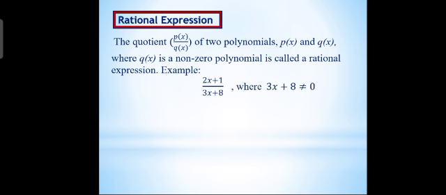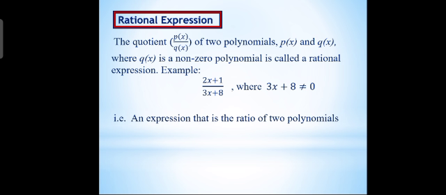For example, 2x plus 1 over 3x plus 8, where 3x plus 8 is not equal to 0. This form is called a rational expression. That is an expression that is the ratio of two polynomials. When two polynomials are written in the ratio form, this is called a rational expression.